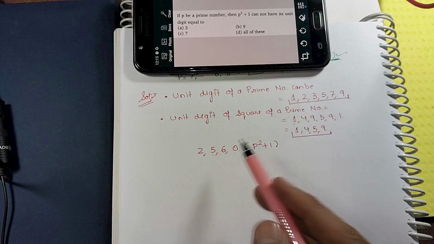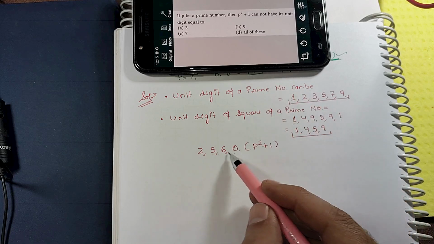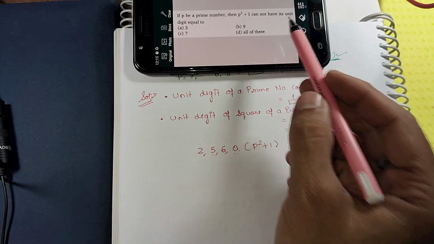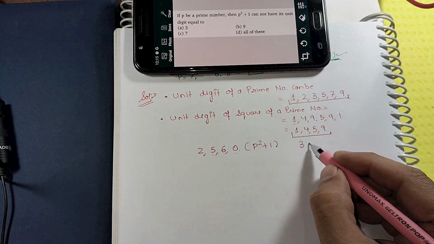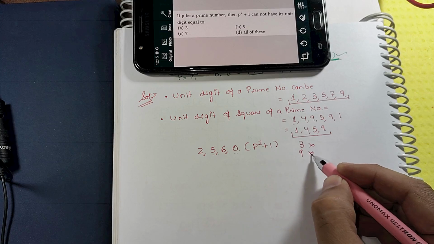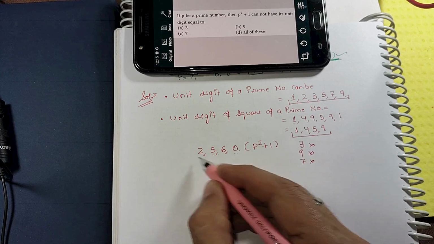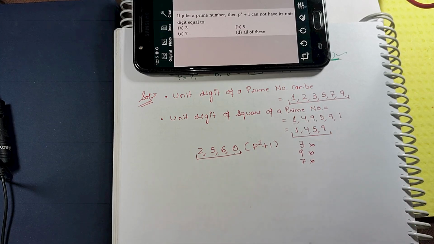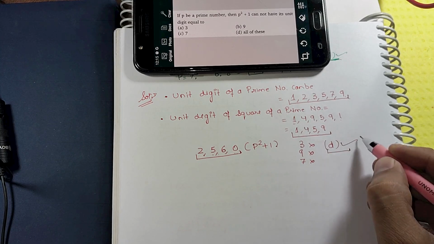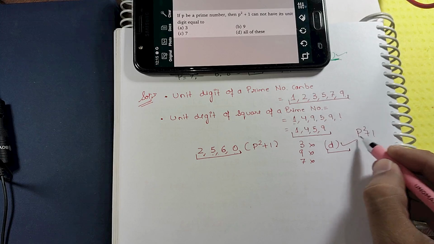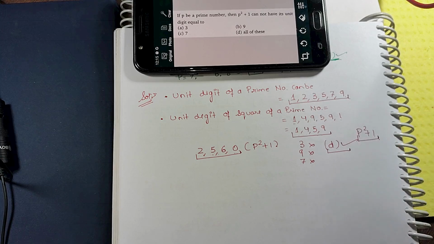So the possible unit digits for P square plus 1 are 2, 5, 6, 0 and we need to find which cannot be its unit digit. So 3 can be? No. So 3 cannot be the unit digit. 9 also cannot be the unit digit. 7 also cannot be the unit digit because these are not included in this. So we will mark option D, that all of these cannot be the unit digit of P square plus 1. So the right option is option number D.